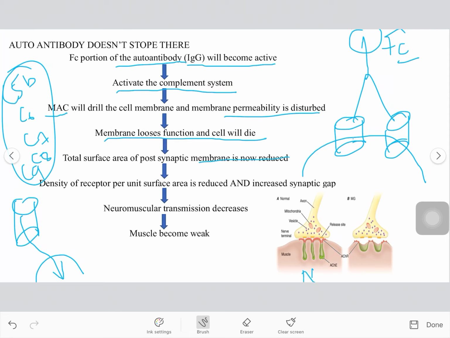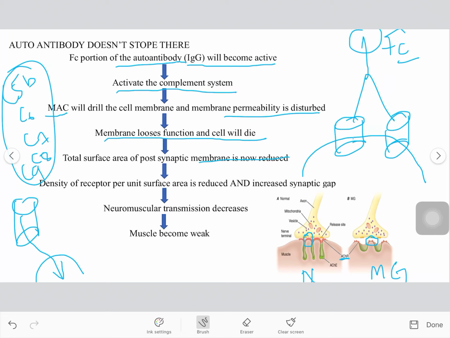This is the normal, and this is the patient with myasthenia gravis. If you see here, the crest of the sarcolemma has a lot of acetylcholine receptors. In the pathological condition, they have few. This red structure is the acetylcholine receptor. In the person with myasthenia gravis, there are very few, and in the normal condition they have a lot.